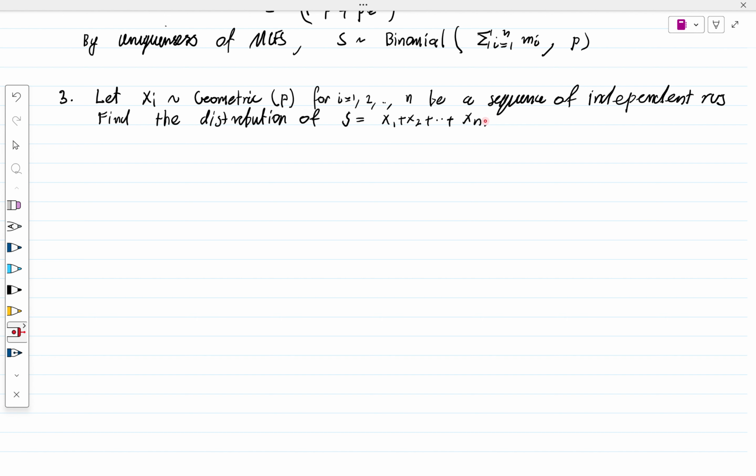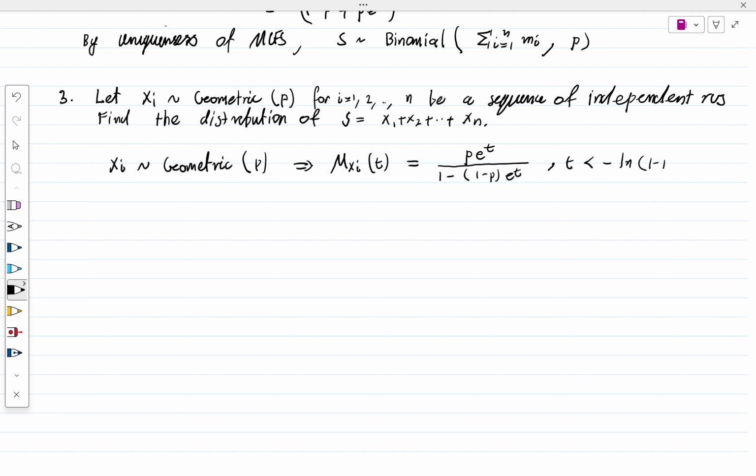They're independent, and we want to find the distribution of a sum of geometric random variables. The first thing to note is that if each of your Xi's is geometric with parameter p, then the moment generating function of Xi is defined as p e^t over 1 minus (1 minus p) e^t, and that's true for t less than negative ln of 1 minus p.